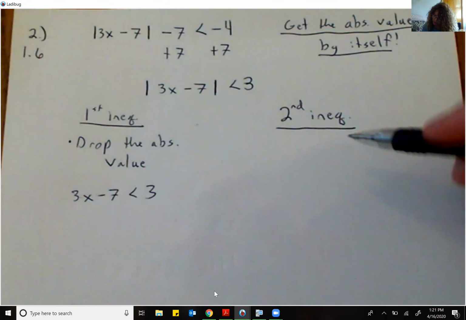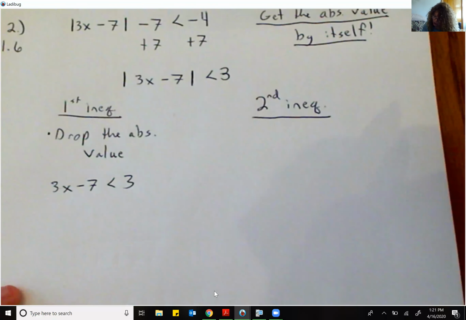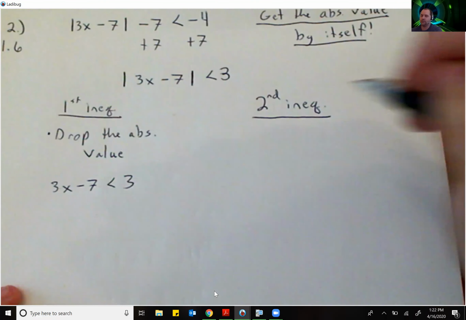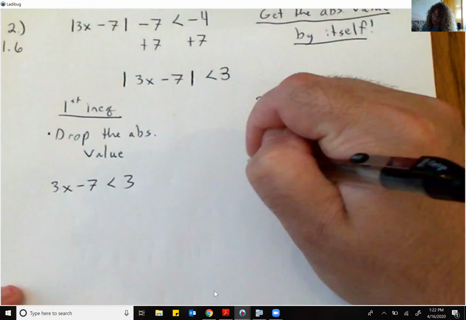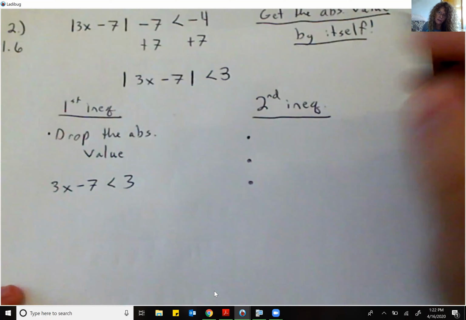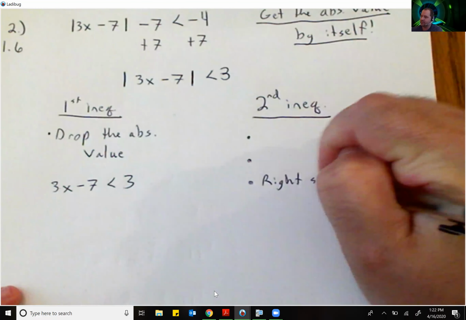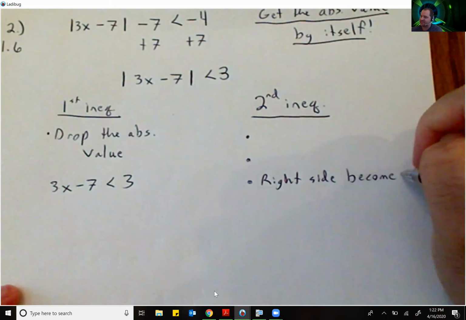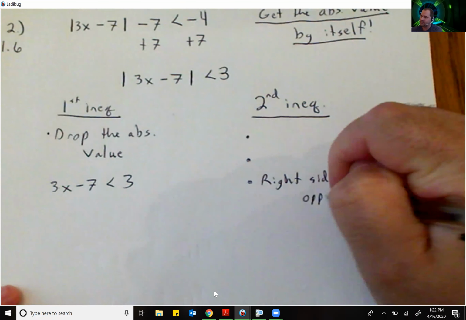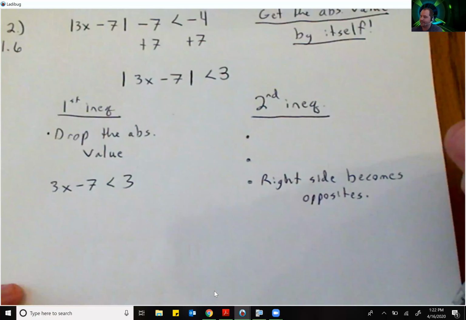Now, what do we do to get the second one? I know we changed all the signs. All the signs where? Is it the 3? We changed it to a -3? Yes. All right. So the right side becomes opposites. If it was positive, it becomes negative. If it was negative, it becomes positive. What else do we do?